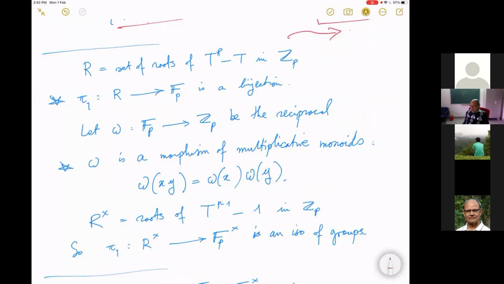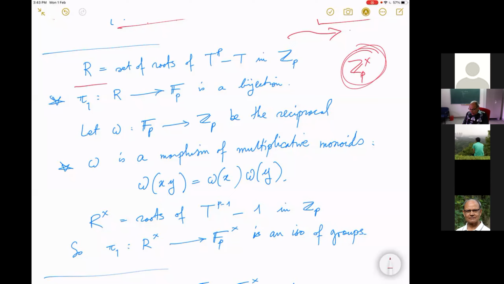Okay. So now we come to a slightly different thing. We have determined what the squares in ZP are, and now we want to see a little better what the structure of the group ZP star is. We have just determined the squares in this group, but we want to now determine the structure of this group. Okay, so let's start.